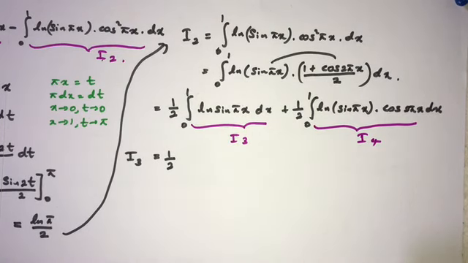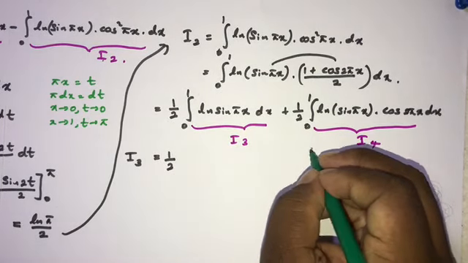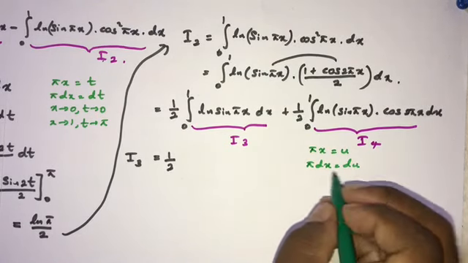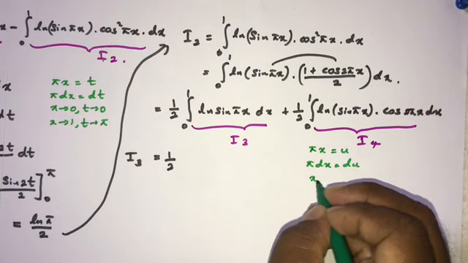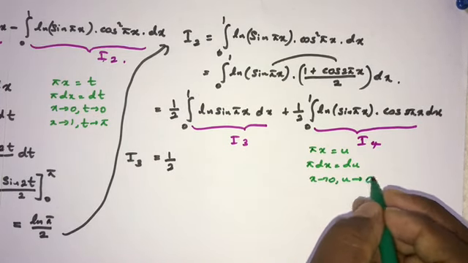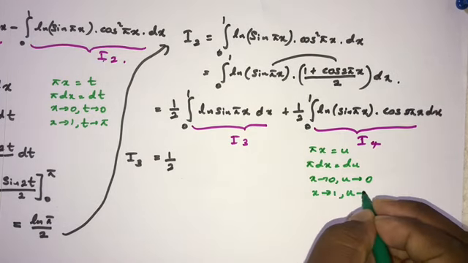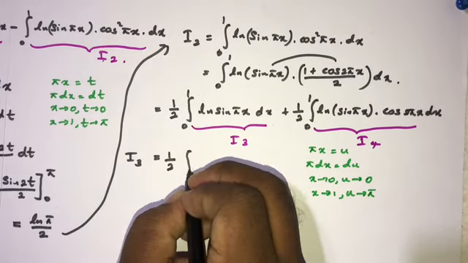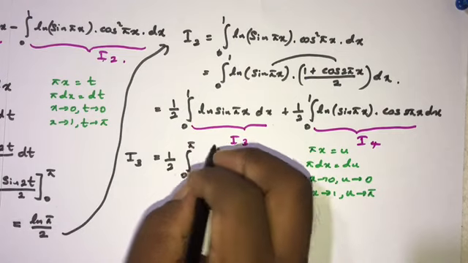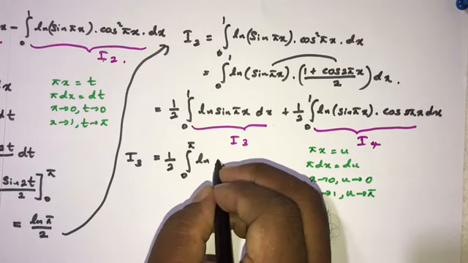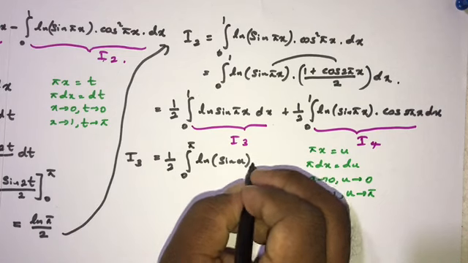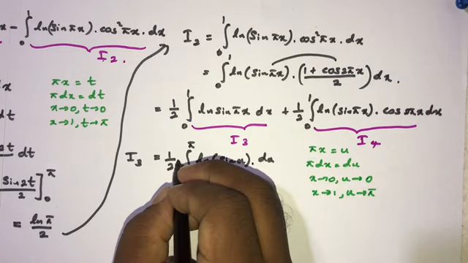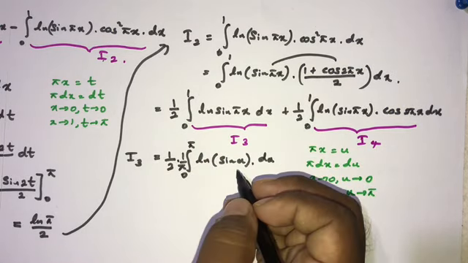So if we take πx is equal to u, πdx is equal to du, and the limit when x approaches 0, u also approaches 0, and when x approaches 1, u approaches π. So we can write 1/2, now 0 to π, natural log of sine of u, now dx is equal to du over π. So du over π, π is a constant, so 1 over π.